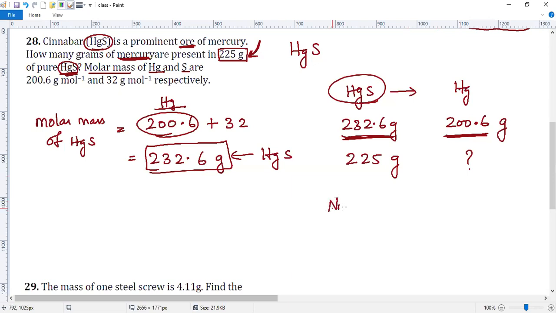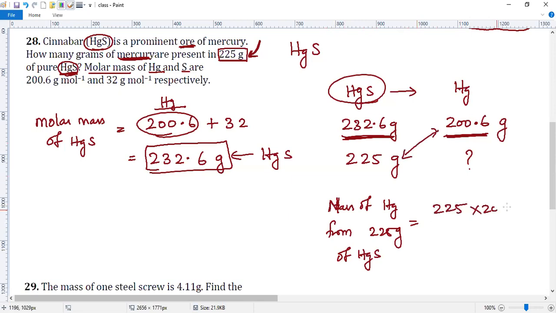The mass of Hg obtained from how much? 225 gram of HgS is equal to, what do you do? Cross multiply and then divide. What is it? 225 into 200.6 divided by 232.6. And this answer you will be getting in grams. So this is the answer that you will state in grams, and that is nothing but the mass of Hg that you will obtain from 225 gram of HgS.